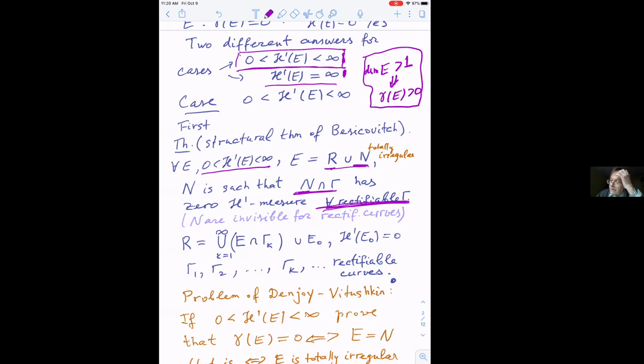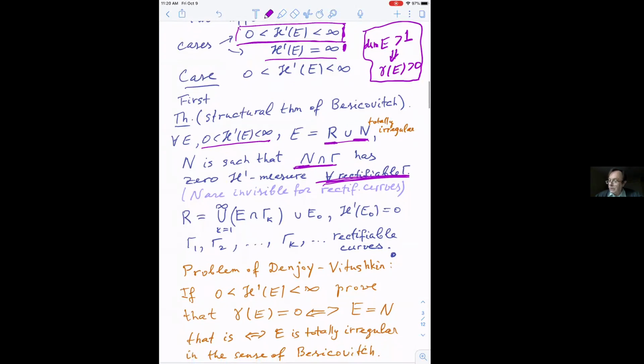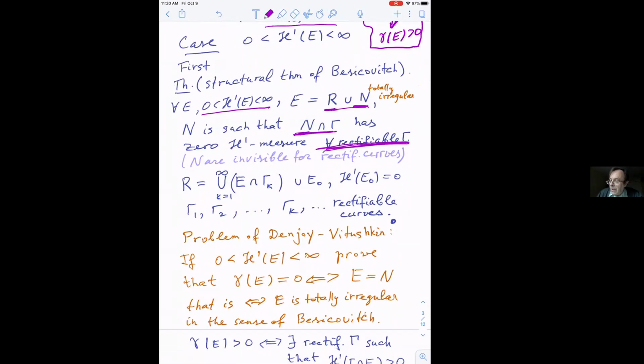Okay, and the second part is exactly totally regular. What does it mean, totally regular? Well, it means that you can write it as the union of its intersection with countably many rectifiable curves. Of course, there can be some dust, some garbage, but this garbage should have only 0 length. So it's a super beautiful structural theorem for very, very general sets. It's due to Besicovitch, in the 1930s or something like that. So, the structural theorem of Besicovitch.